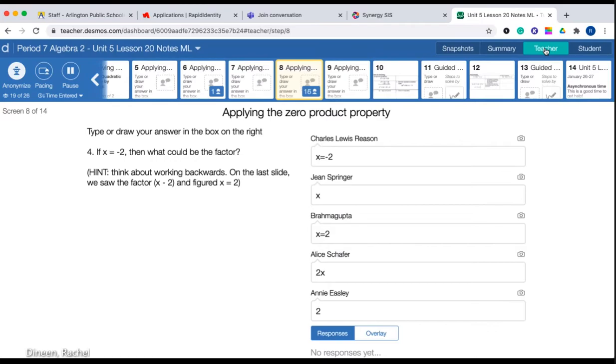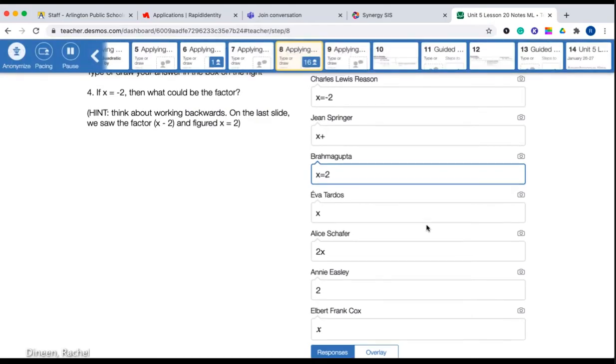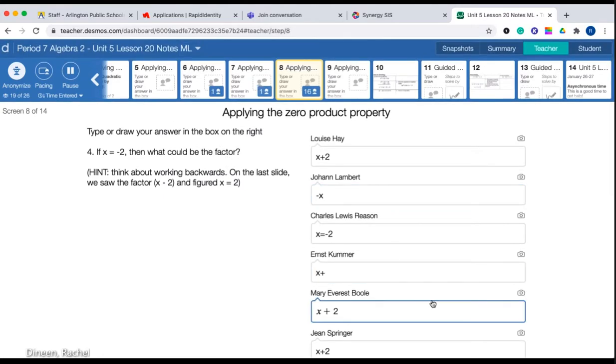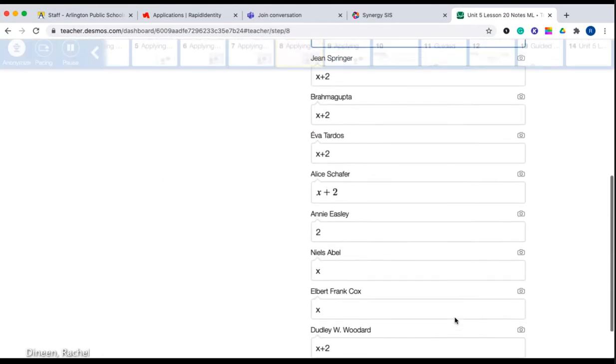So those who have x equals -2 or x equals +2, those are solutions. What about factors? Eva Tardos, you had it correct. Yep. X plus 2. Notice that the factors are set equal to 0. So in order to move the -2 over, you had to add 2 to both sides. Yep, so it's x plus 2 would be a factor.